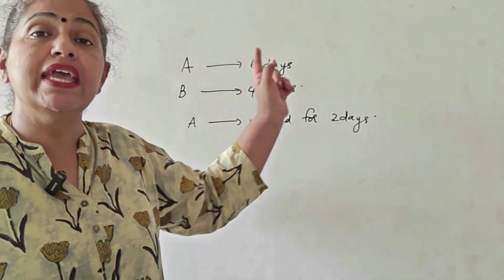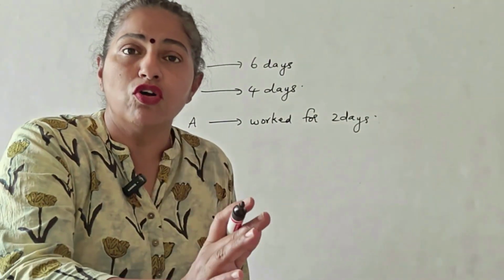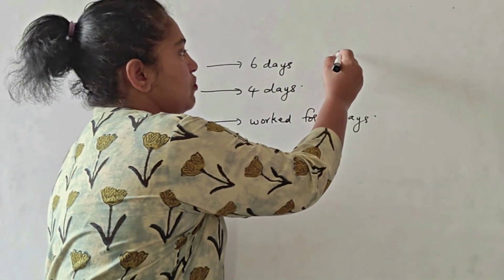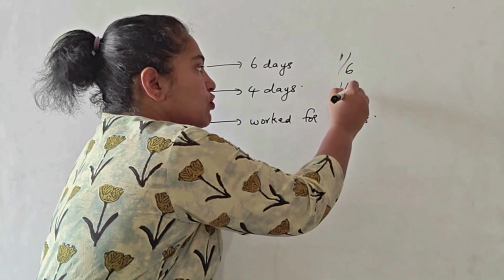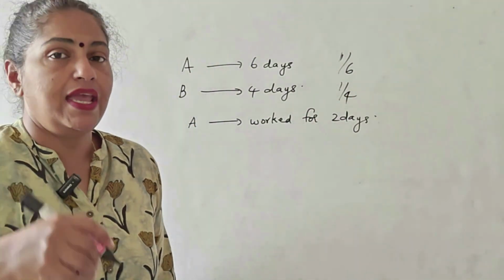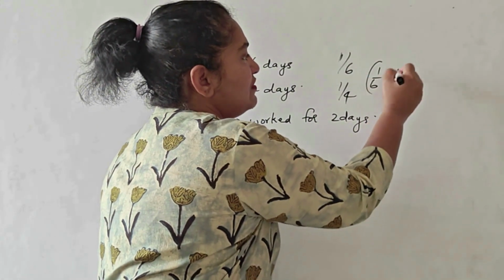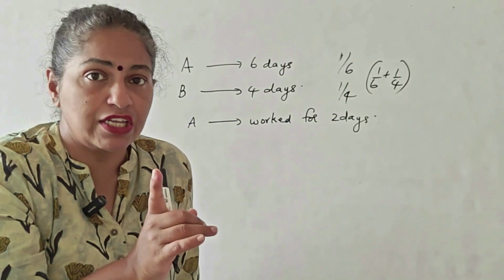Okay, so if A takes 6 days to complete the work, our first go-to step is what is the work done by A in a single day. So A can do 1 by 6th of the work in a day. B can do 1 by 4th of the work. Fine. A and B can together do 1 by 6 plus 1 by 4 of the entire work in a single day. But what happened here?